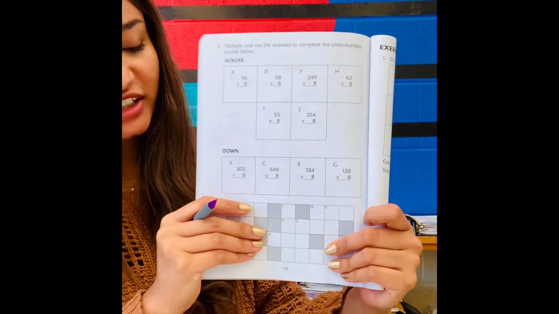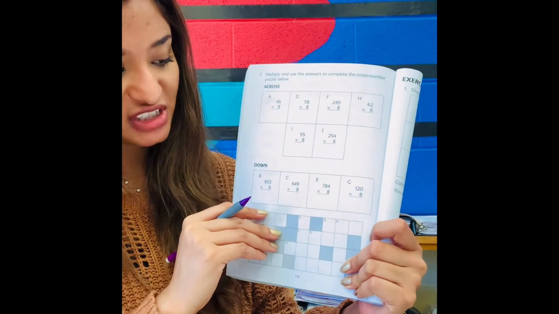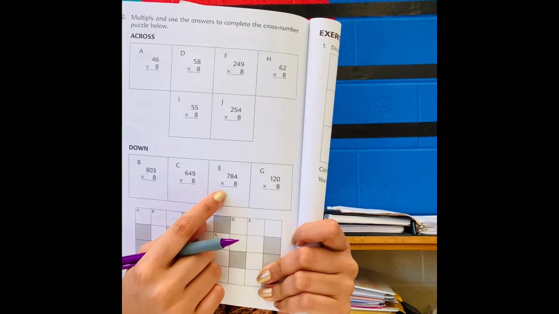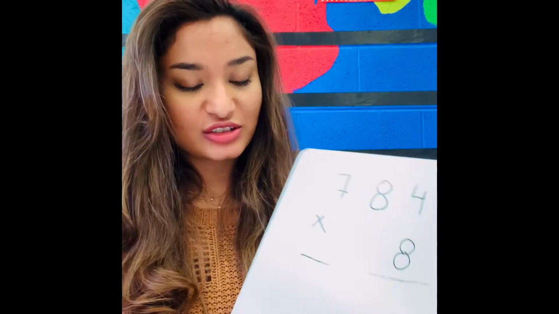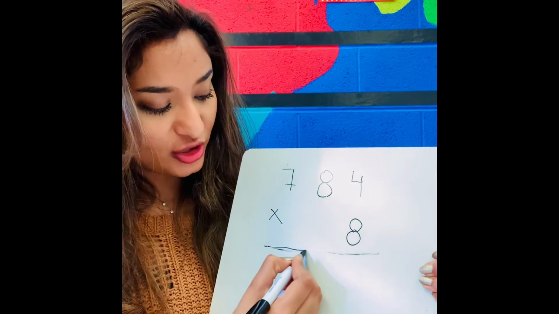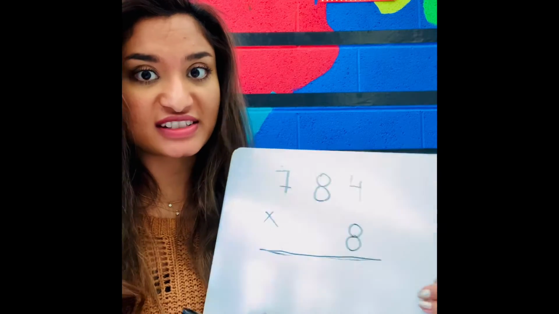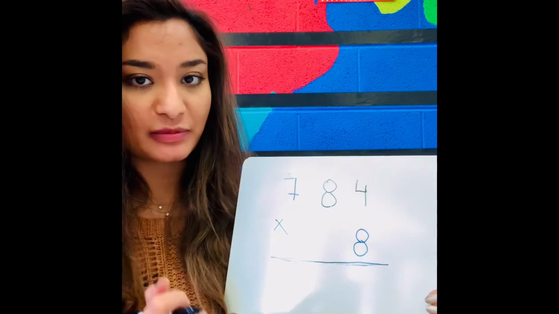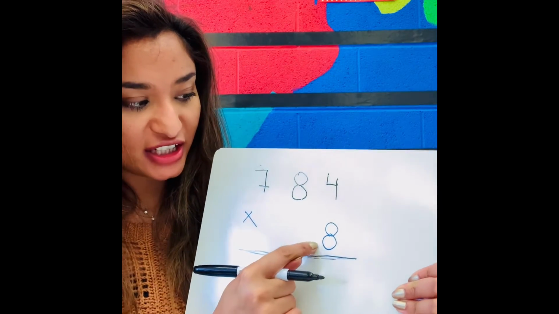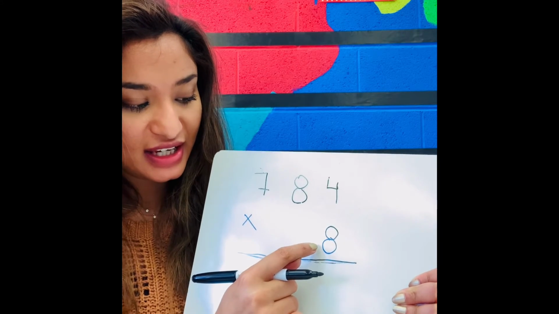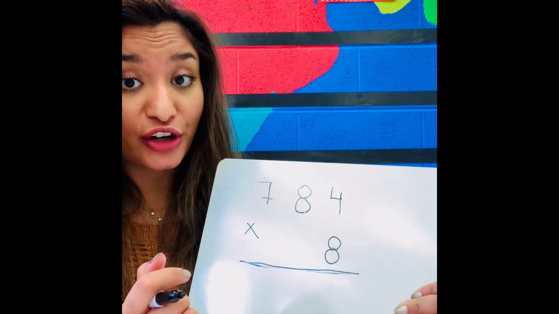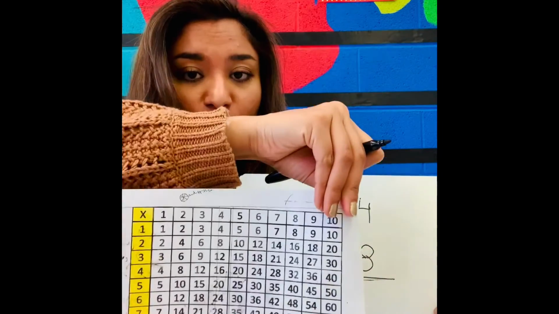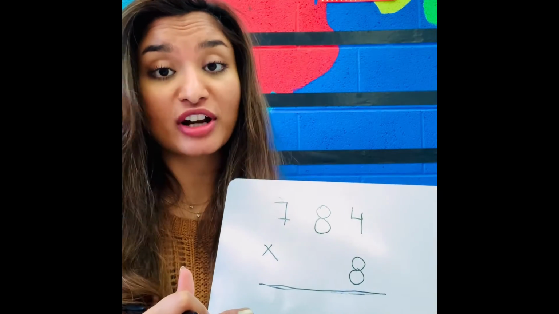Okay. So on our next page, again, it is multiplying by the 8 times table. And I'm going to choose E. Okay, so let's go ahead and do our question. So this time they have stacked it up for you. 784 times 8, right? So we have to multiply our 8 to our 1s. So let's go ahead. 8 times 4 gives me 32. Again, you can use your times table sheet to help you if you haven't memorized your 8 times table yet.